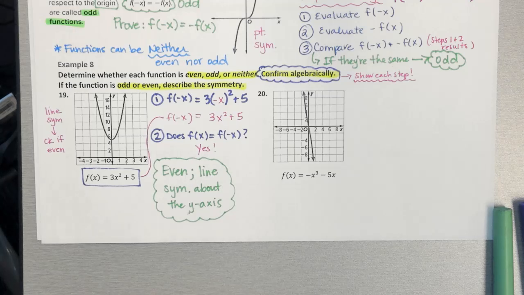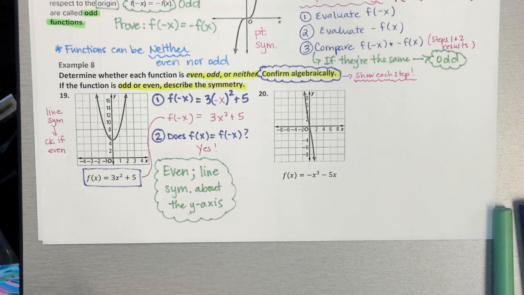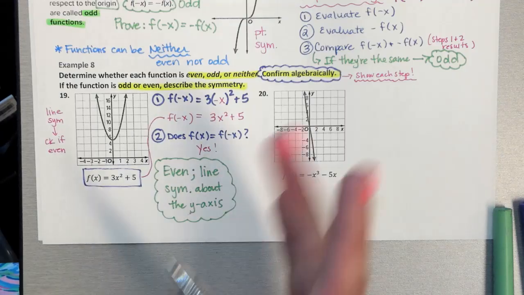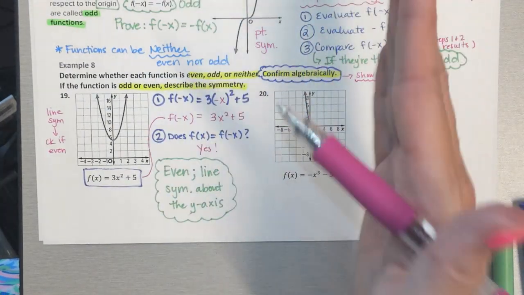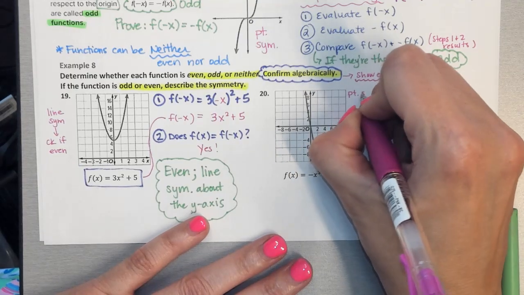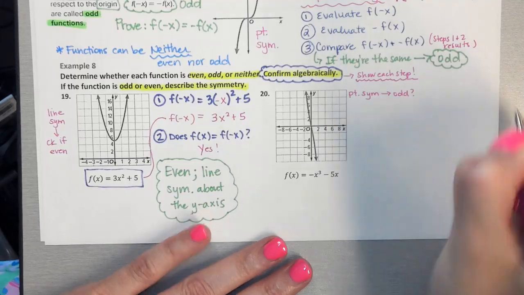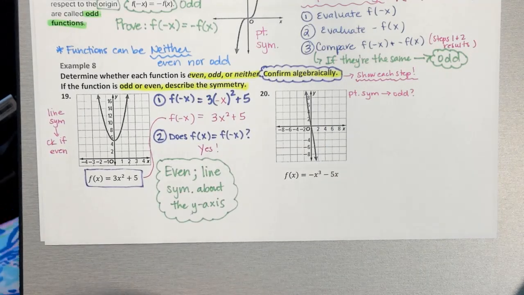All right, for number 20, I'm going to start in a similar way. So I'm going to look here. I'm going to ask myself if I think that's line symmetry or point symmetry. Okay, and if I cut it in half, I know that it's not going to be a reflection. So I'm going to see if it's odd. So it's point symmetry. So I'm asking myself, is it odd?